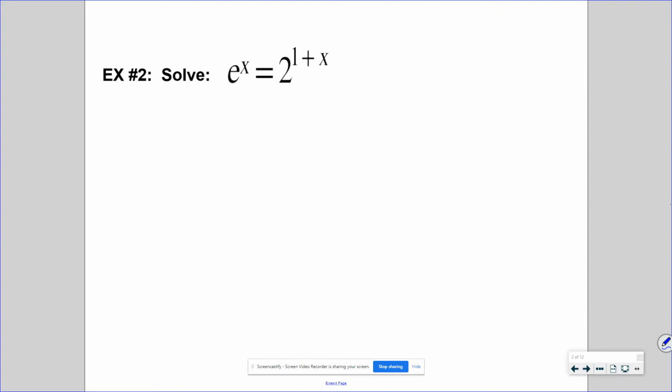Let's try another one. So we've got e to the x equals 2 to the 1 plus x. Same situation where we want to find a missing exponent, so we need logarithms to help us here. So we're going to apply a logarithm to the front of each side of our equation.